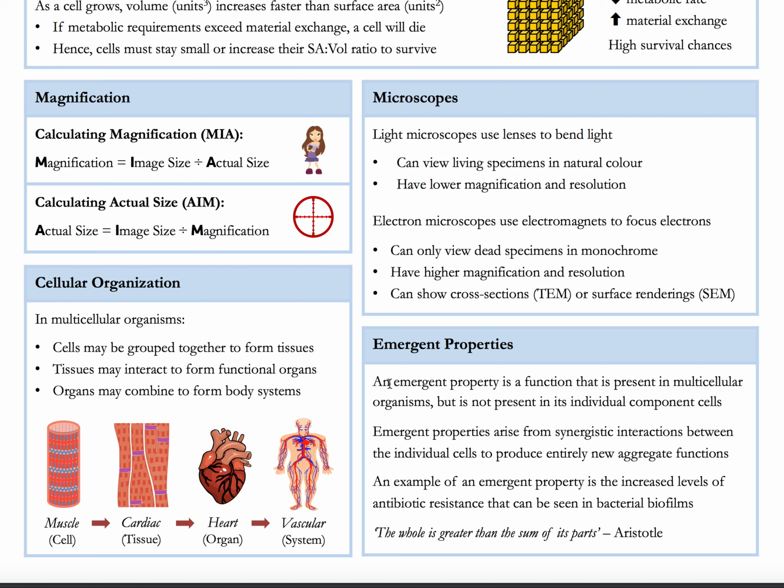Let's look at the definition first. Here it says it's a function in a multicellular organism, but not present in individual component cells. Now, it sounds a bit confusing at first, but what it means is that the whole organism is only capable of doing so much because of the interaction of the different systems, different cells.